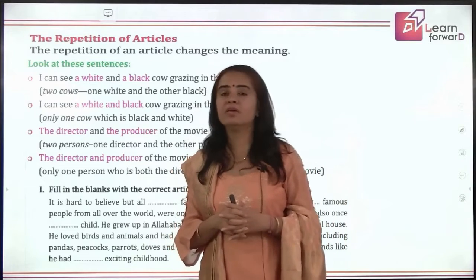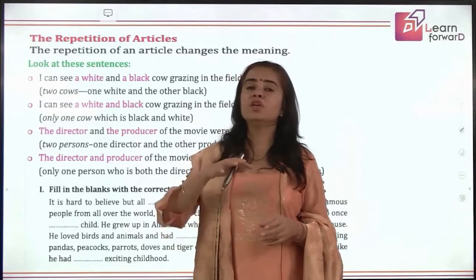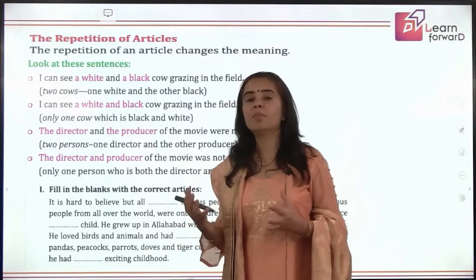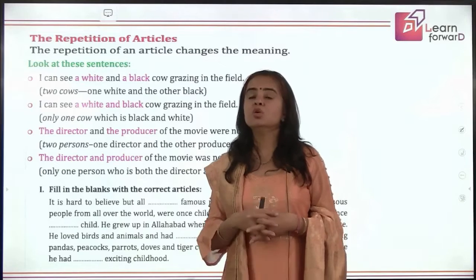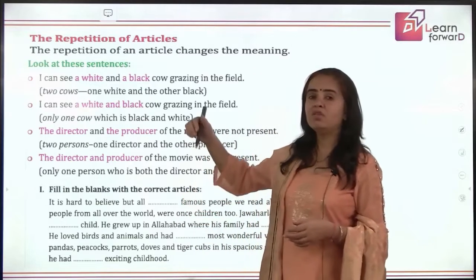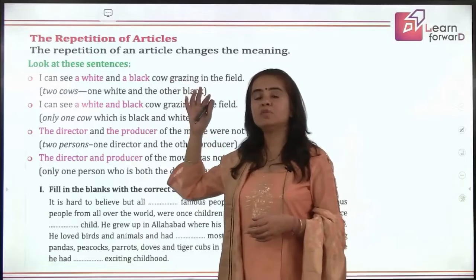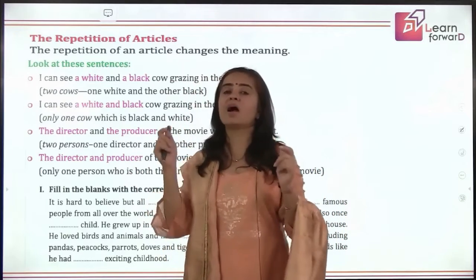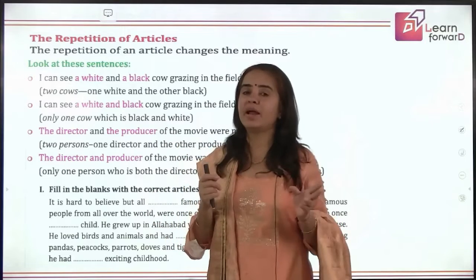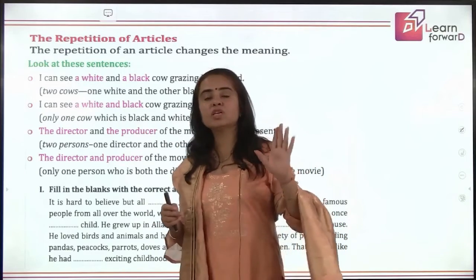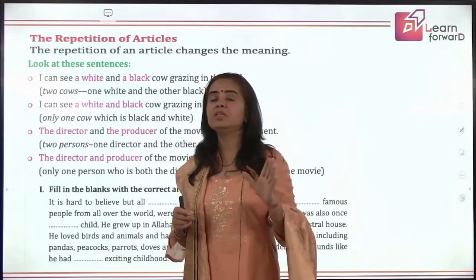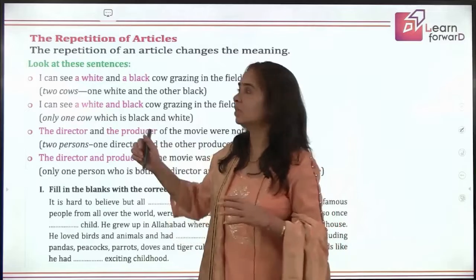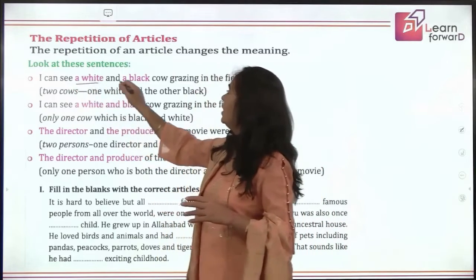Coming to the next is repetition of articles. That's also very interesting, children. Sometimes we use more than one noun, more than one subject. That is a compound subject in your sentence. If they are different words and we use articles separately, that means we are repeating the article. It means we are referring to those parts of the subject as different identities. But if we use a single article before them, it means the same noun is playing the role of all whatever is written there. Like, I see a white and a black cow.